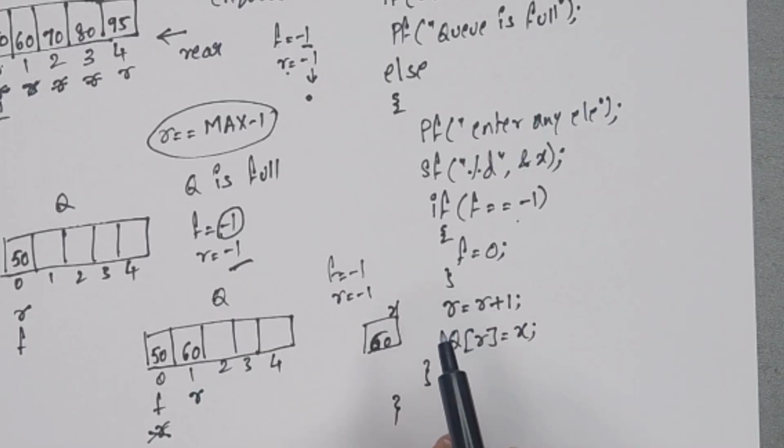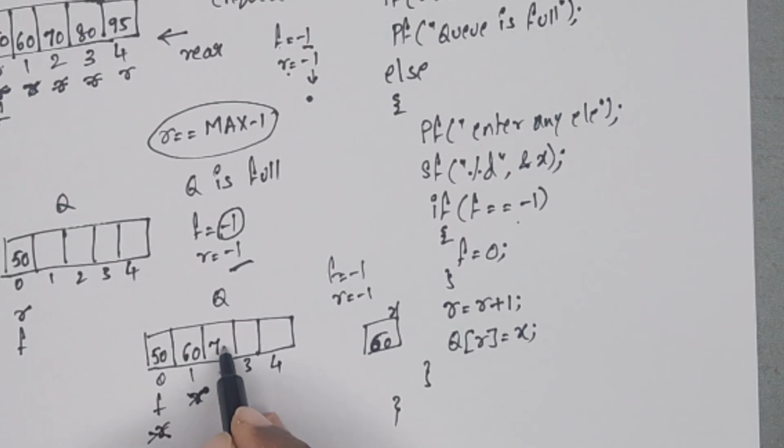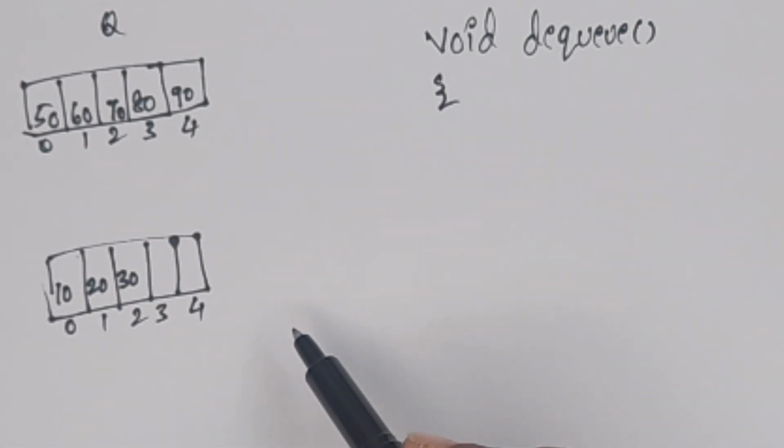Like this, we can insert 5 elements. Again, insert means increment rear and insert the element. So like this, we can insert the elements into q. This is the enqueue operation. Next, we'll see the dequeue function.